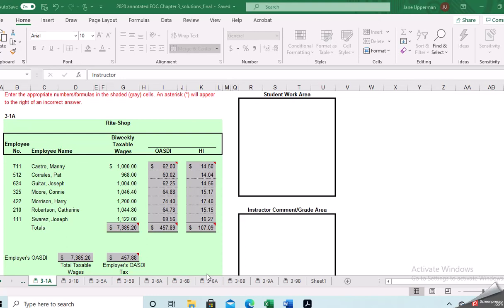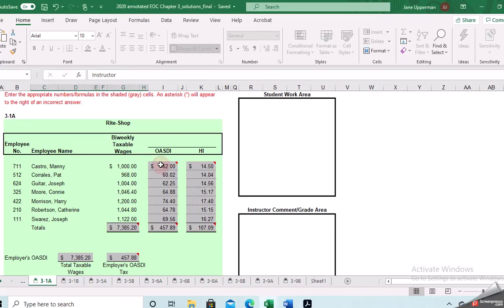Okay, for 3.1, the problem says the biweekly taxable wages for the employees of Right Shop follow. So that's what they've given us here below: all the employees' names and their biweekly taxable wages. Compute the FICA taxes for each employee and the employer's FICA taxes.